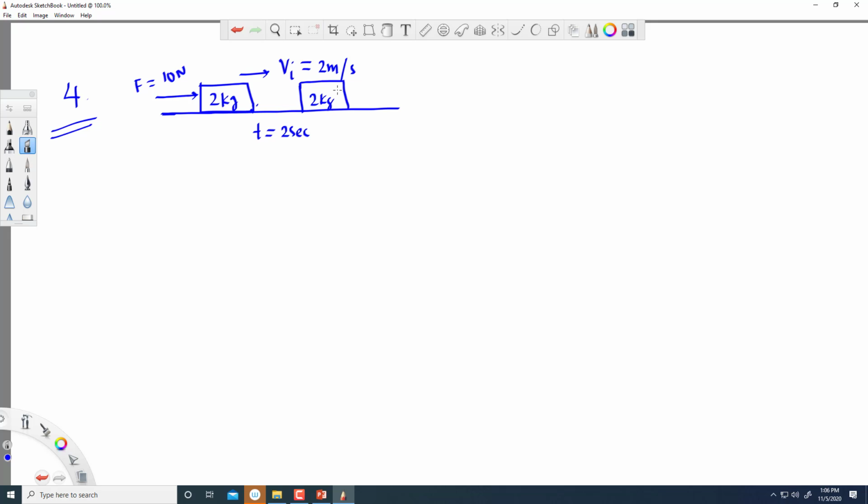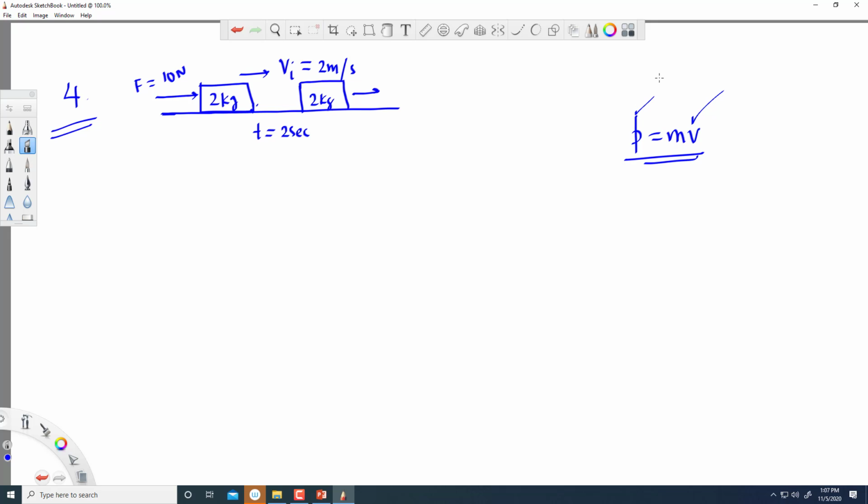So an object moving at 2 meters per second, I apply force, what happens? What happens to the speed or velocity? It increases, right? Velocity increases. So then you will have greater velocity. Greater velocity means you are changing the momentum, okay? Because momentum is mv. When you increase the velocity, you increase the momentum.